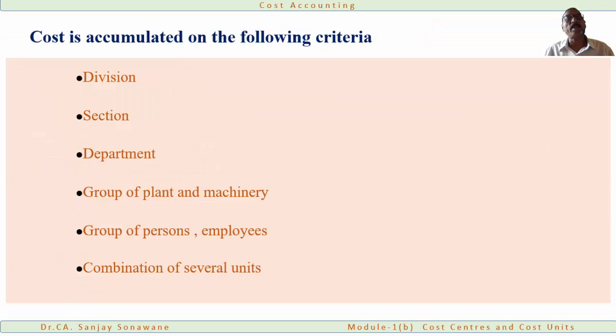Now let us see once again what is the criteria for this. Cost is accumulated on the following criteria. As we have studied, it can be a division, it can be a section, it can be a department, it can be a group of plant and machinery, which we have studied in impersonal cost centers, group of persons or employees, which we have studied in personal cost centers, or we can make a combination of this. So divisions, along with that we can have the plant and machinery or equipments. So this way the cost centers are created and then the costs are accumulated.